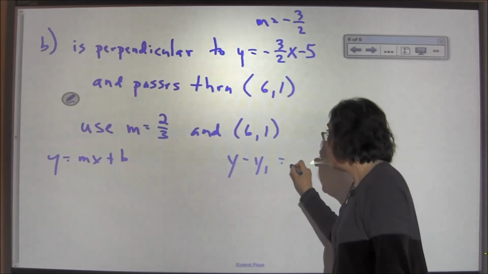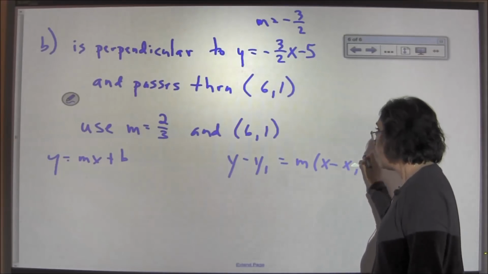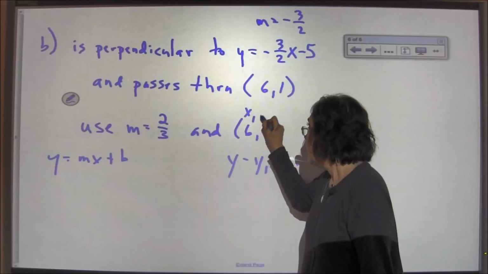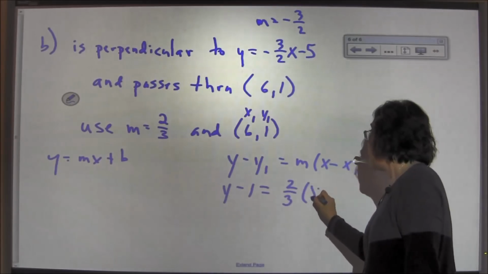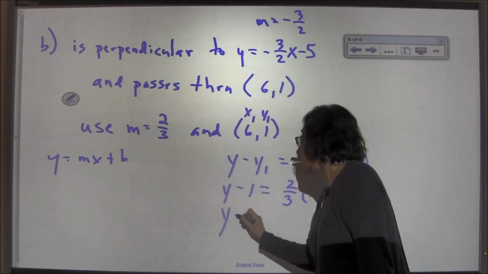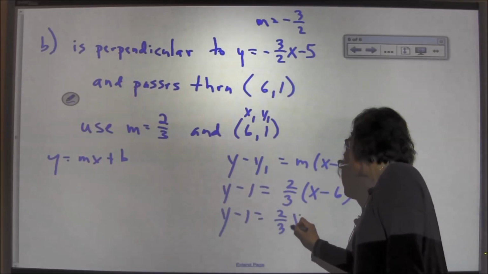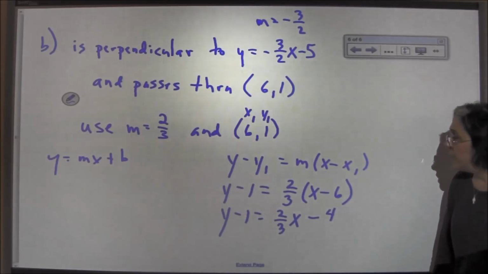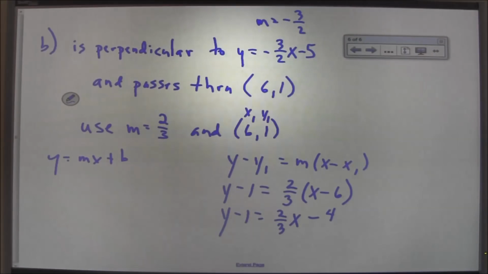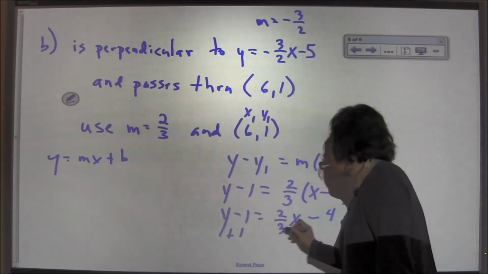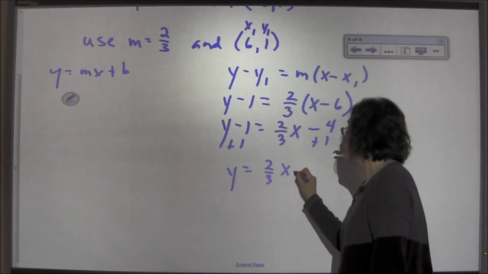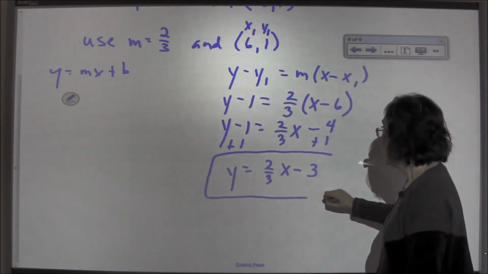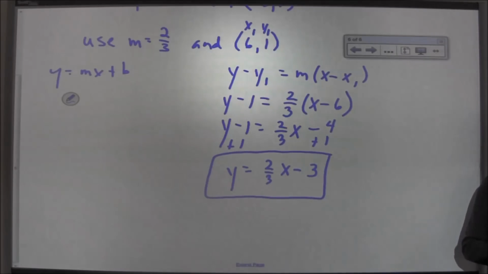The y minus y1 equals m times x minus x1. So using y minus 1 equals 2/3 times x minus 6. I'm going to solve it for y. So multiply the right-hand side first. I'm going to get 2/3 x minus 4. And then I'm going to add the 1, and I'll be finished. Look back on test 1 and see if you missed that, and redo it if you did miss that one.